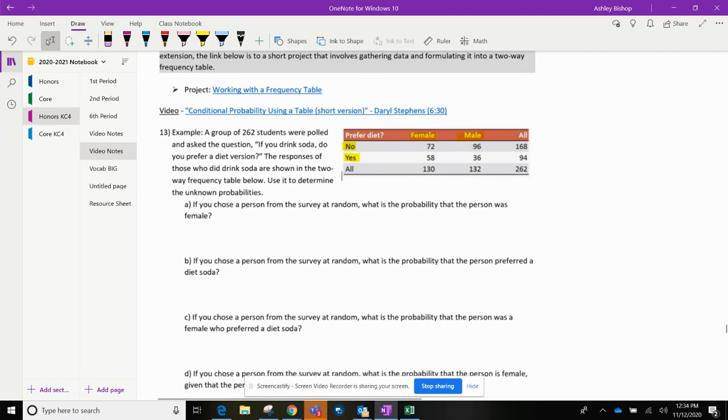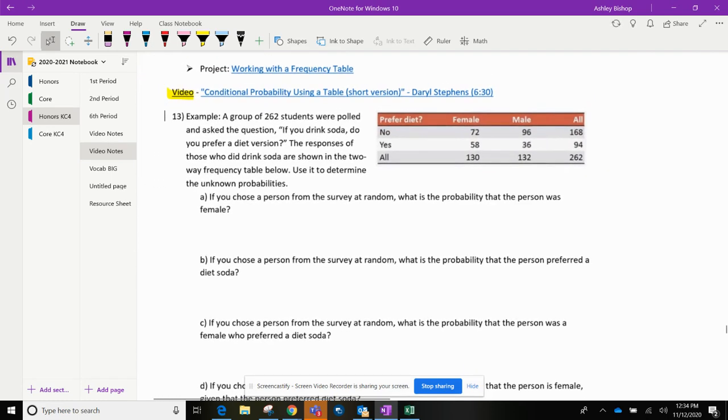If you would like more explanation on two-way frequency tables, here's a video. But let's jump right into the example. It says a group of 262 students were polled and asked the question, if you drink soda, do you prefer a diet version? The responses of those who drink soda are shown in the two-way frequency table below. So we want to answer some questions using this table. So again, we have 262 total people, men and women that were surveyed, and they were asked whether they prefer diet soda or not. And we can use this table to answer some questions.